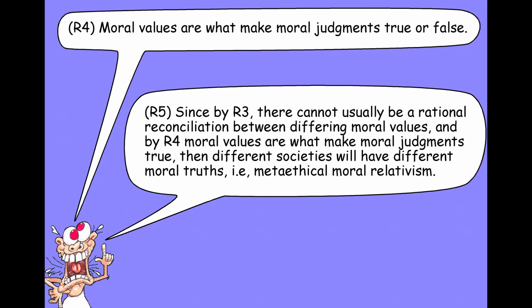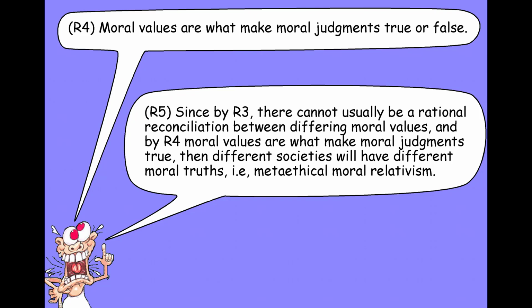Since there can't usually be a rational reconciliation between differing moral values, then that premise R4 tells us that moral values are what make moral judgments true, and hence different societies are going to have different moral truths. So we've gotten to meta-ethical moral relativism. The only factors that make moral judgments true or false are features that are intrinsic to specific cultures, and hence the truth or falsity of those judgments is relative to those cultures.